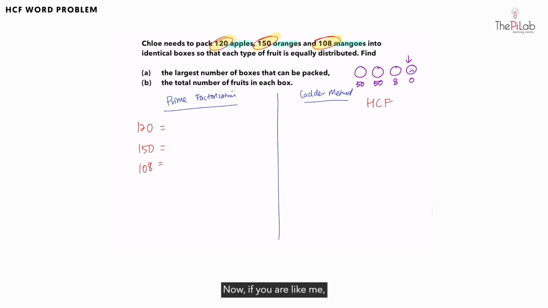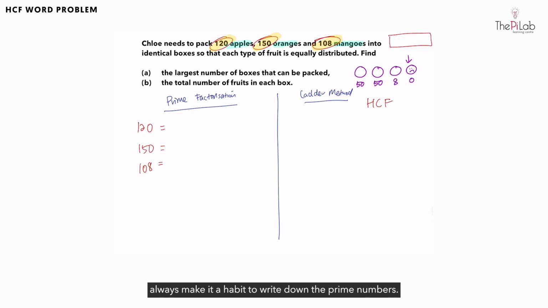Now, if you are like me, you always forget what prime numbers to use. Always make it a habit to write down the prime numbers, at least the first 5 or so, in a corner, like what I'm doing right now. So the first prime number will be 2, followed by 3, 5, 7, and 11. So take 120, put it into your calculator, and divide it by 2, which is the smallest prime number. What do you have? You have 60, right?